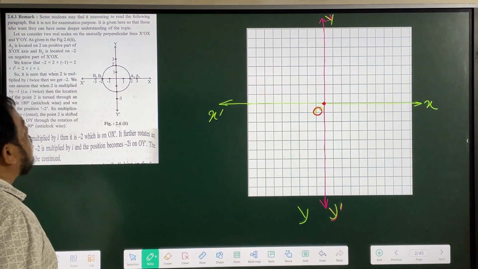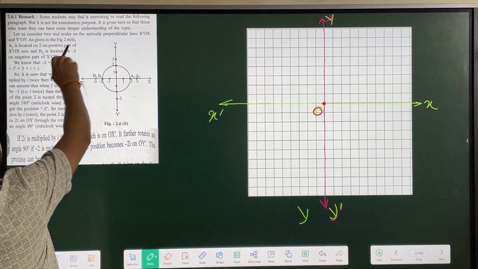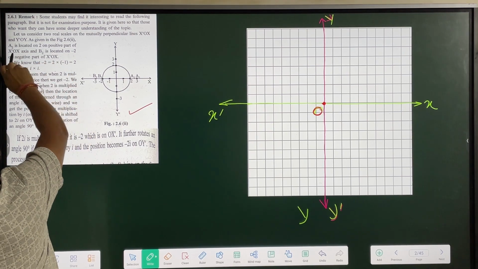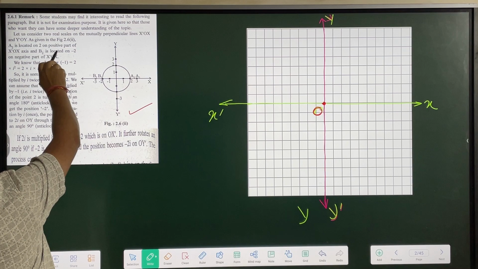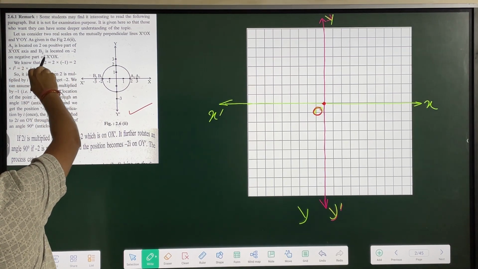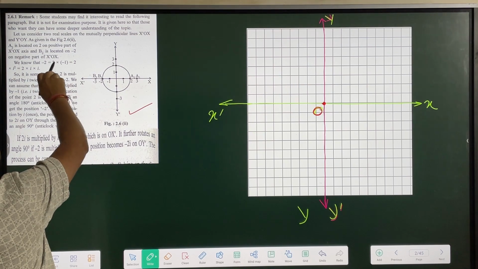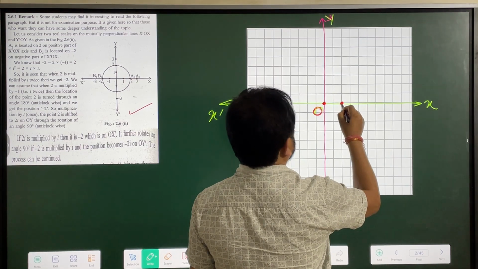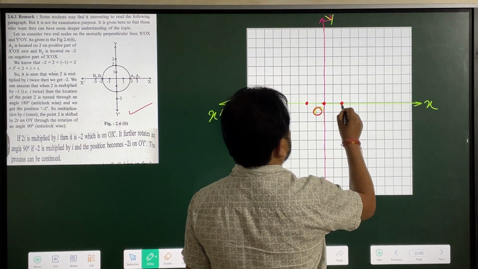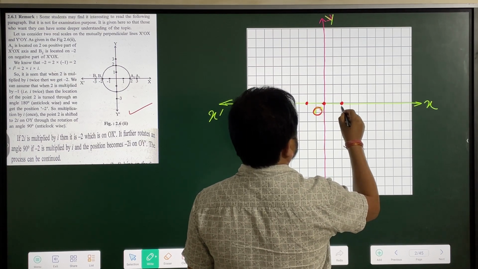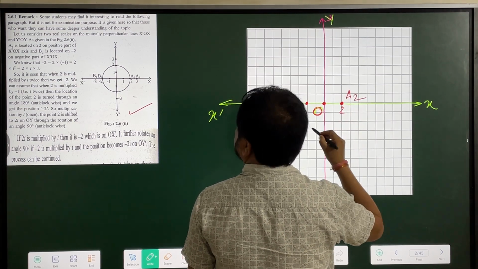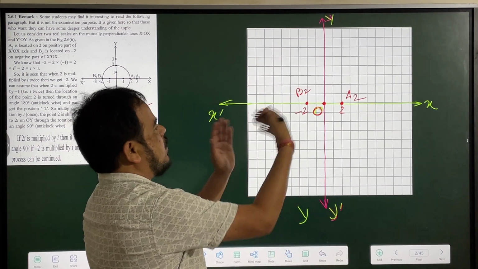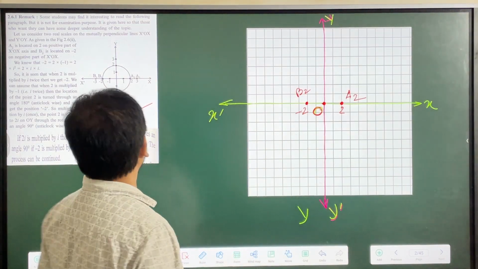Now this is the figure shown here. A2 is located at 2 on the positive part of the X'OX axis, and B2 is located at minus 2 on the negative part. So this is 2 and this is minus 2. This is taken as A2 and the other one is taken as B2. This side counted 2, this side counted minus 2.